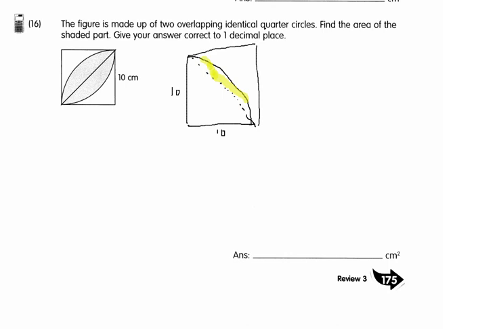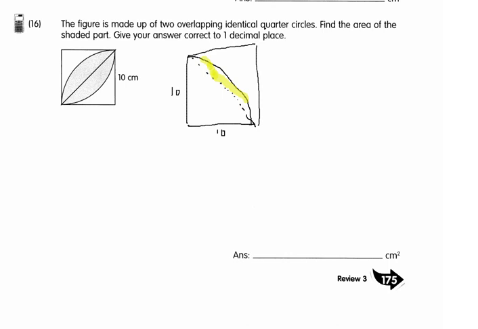But if you have 2 of it, it will be 2 times 50 minus 25 pi. Yes or no? Correct? Yes? To give me 57.1 cm square, 1 decimal place.